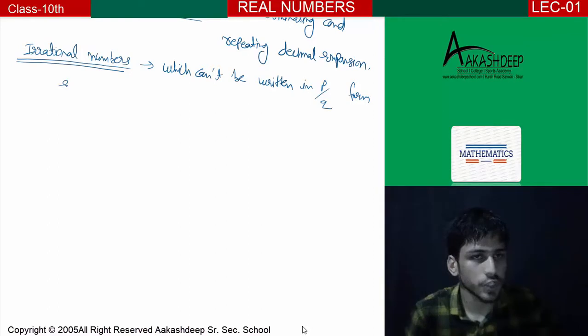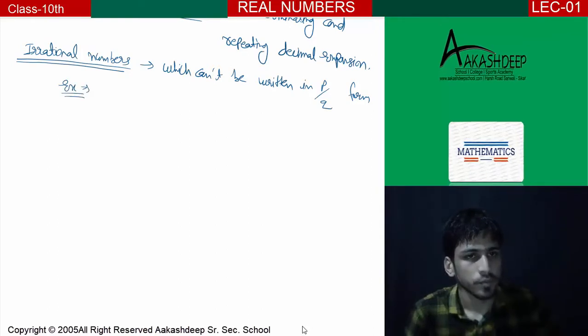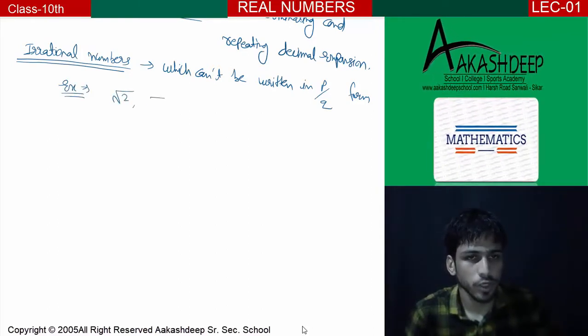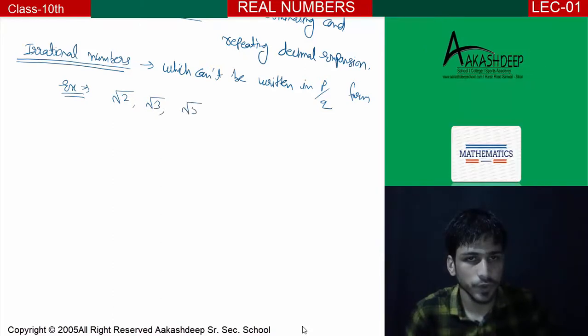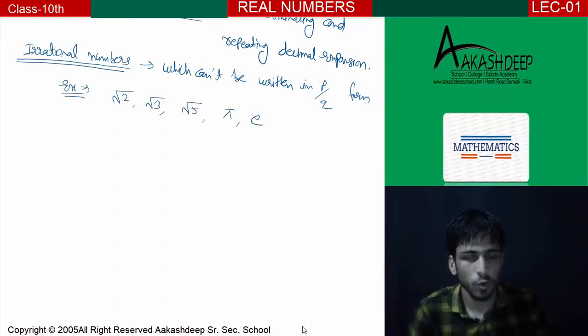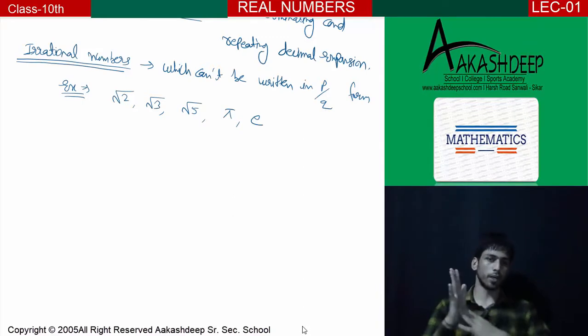Then examples of irrational numbers are, let's say, square root of 2, square root of 3, square root of 5, pi, e, all are examples of irrational numbers.